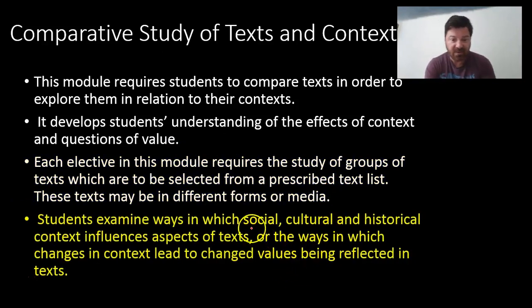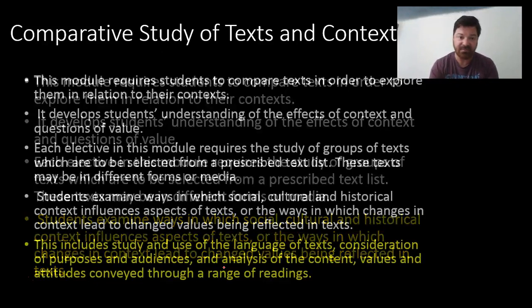So here we go. Once again, the big stuff: social, cultural, and historical context. We examine how those things influence aspects of texts, or the ways in which changes in context lead to changed values being reflected in texts. Okay, so the texts are written 20 years apart. What has happened in that time to change what someone would put in a text, even though they're talking about power, control, gender, religion, any of those kinds of things.